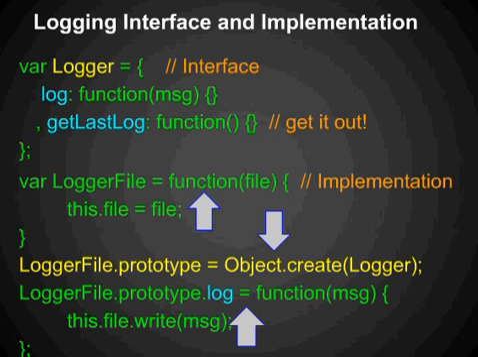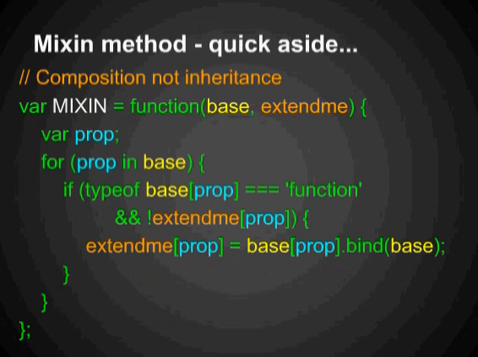Okay, I want to take a quick one-slide detour here just to look at this mixin method, and this is going to become important for what we're about to do on the next slide, when your minds will be blown, I promise. So JavaScript is great for its very dynamic nature. What this mixin method does is exactly what it says. It's going to take a base object and an extended object, and it's going to take all of the methods that are in the base object and copy them over into the extend.me object to make it an extension of it.